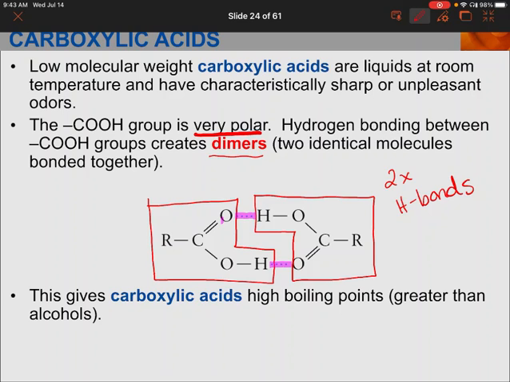So for instance, if we compare this to an alcohol, alcohols only have one OH group that can hydrogen bond. So the boiling points of carboxylic acids are even greater than those of alcohols if you're comparing to molecules with similar weights.